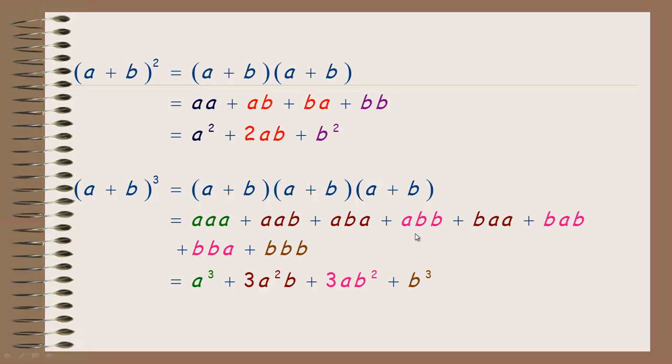We could go similarly through the rest of it. There's also 3 ways to get 1 a and 2 b's. And those are the 3 there, so that's why it's a 3ab squared. And there's only one way to get a b cubed, which is this b times this b times this b, which gives you the b cubed.